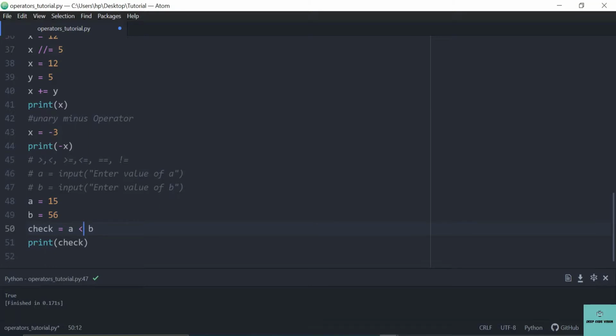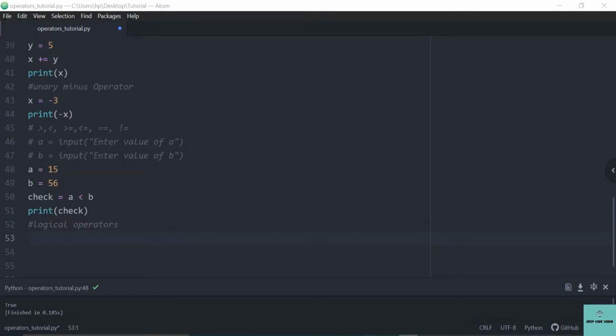So that's about the relational operators. Before we go into Boolean operators, let us look at the logical operators. Now, there are three types of logical operators: and, or, and not. These are quite useful while using conditional statements like if else statements. They are very useful, and you can make other logical operators like NAND, NOR, and all those using the three main logical operators.